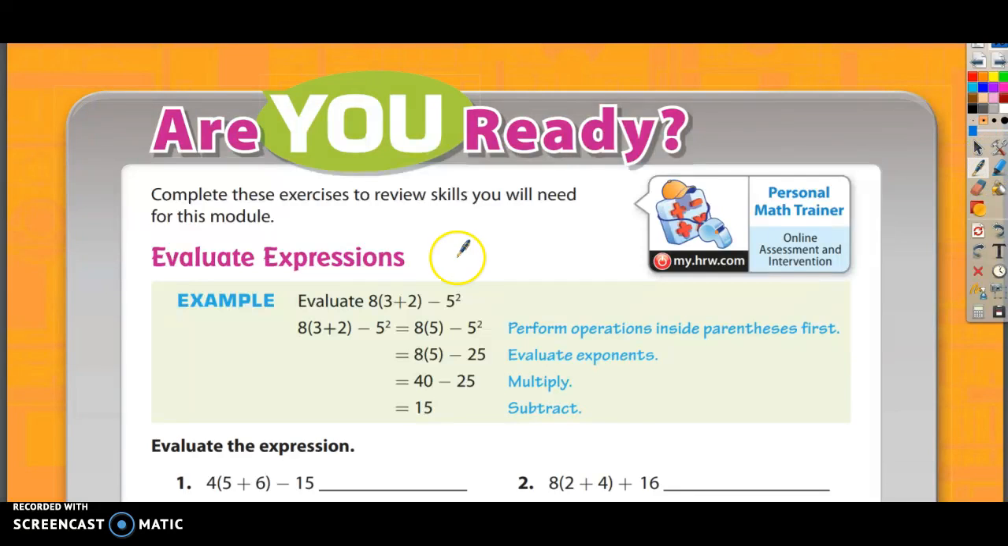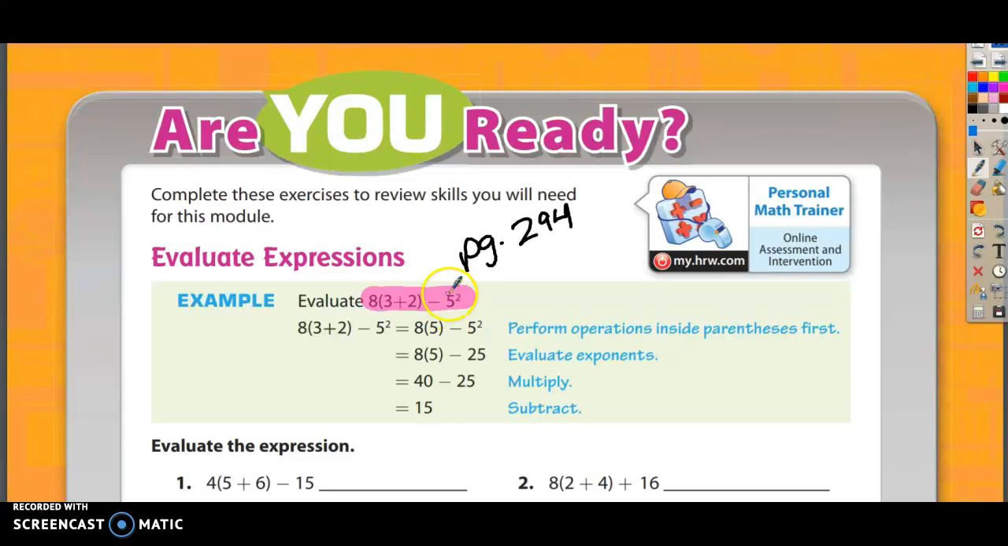This is page 294. This is the Are You Ready page. It's basically a review, reviewing some things from Module 9, Order of Operations. It's called Evaluate Expressions. Basically, the review here is it gives you an order of operations problem, and there's lots of things to remember here.